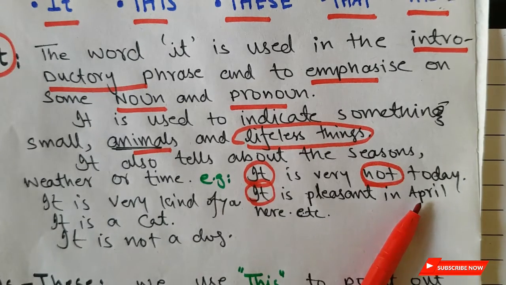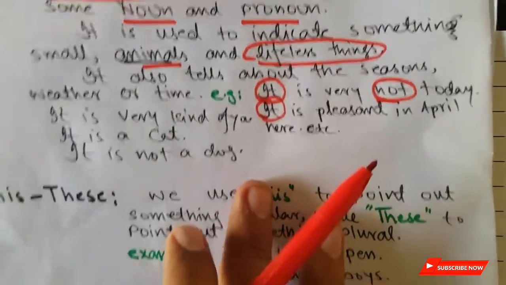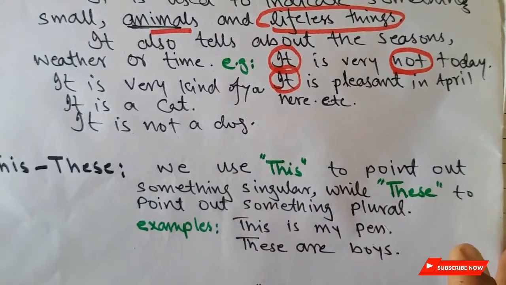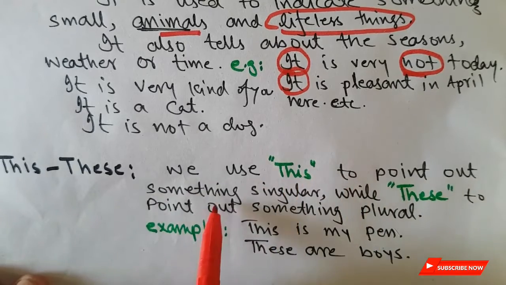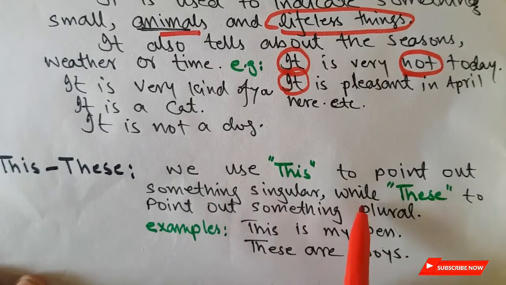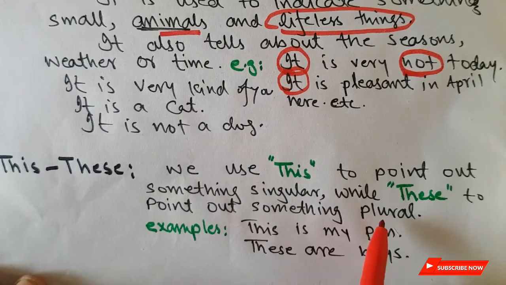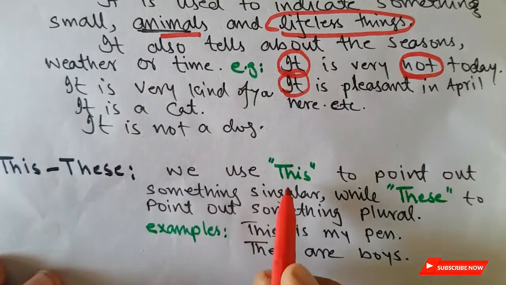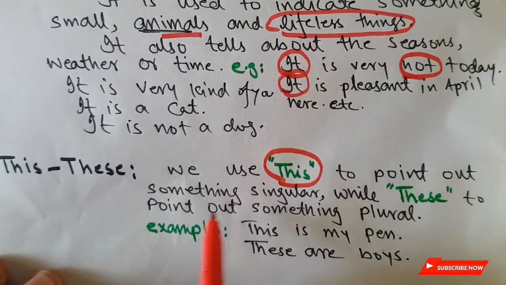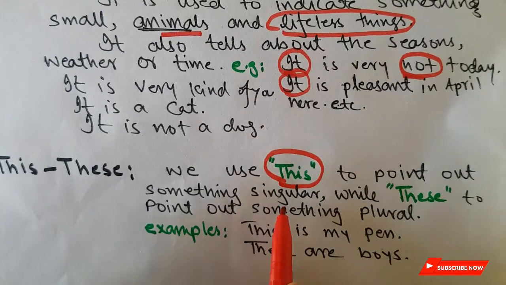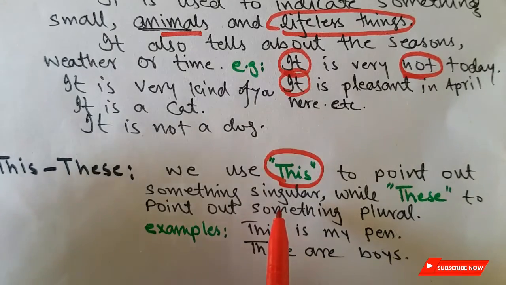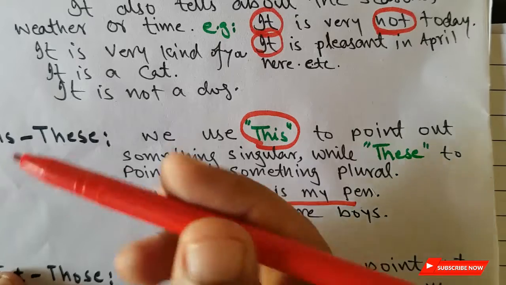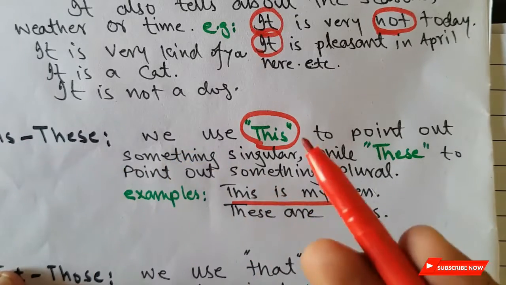Now we are heading toward this, these. The use of this, these in English grammar is very easy. After reading and memorizing these simple steps, we use this to point out something singular, while these to point out something plural. Actually, you have to notice here that we can use the word this to point out something singular, but these things must be near to us. For example, as I have already given an example here, this is my pen.